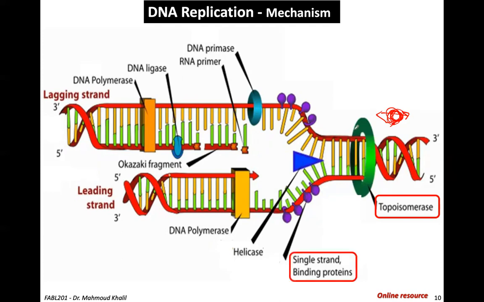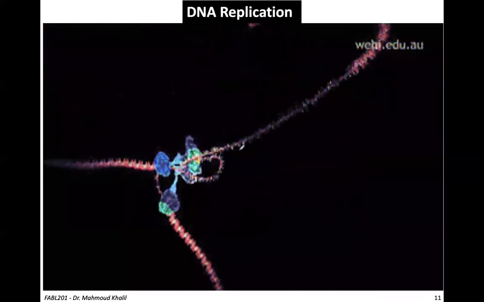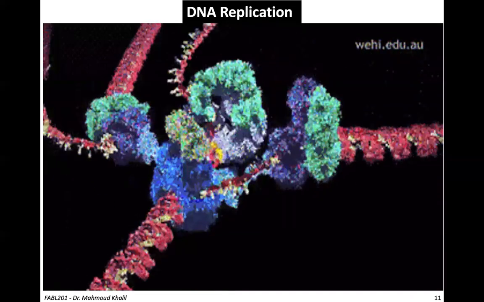And you can see as well that there are some types of proteins which are called single strand binding proteins. This single strand binding protein ensures that the two strands are kept away from each other in order to facilitate the replication process. And here actually is an animation which shows what's happening during replication.